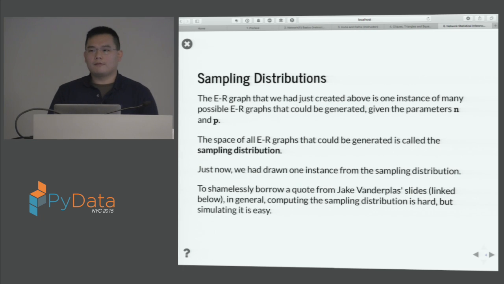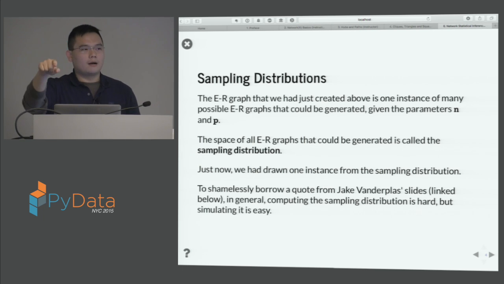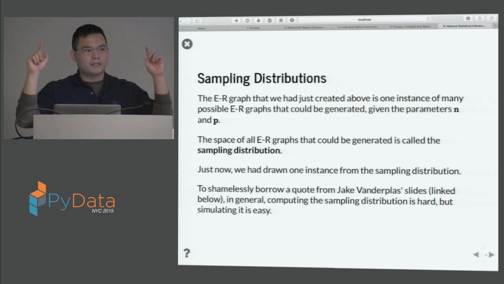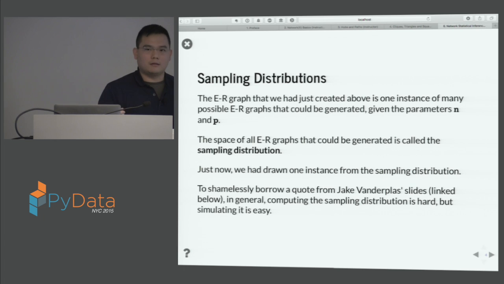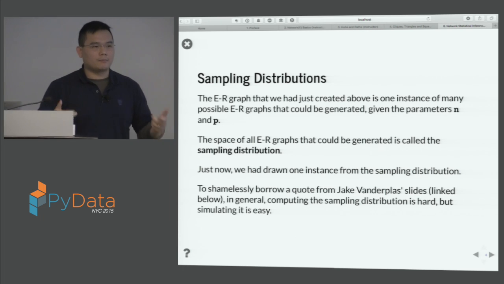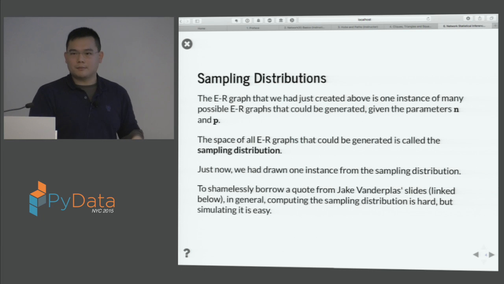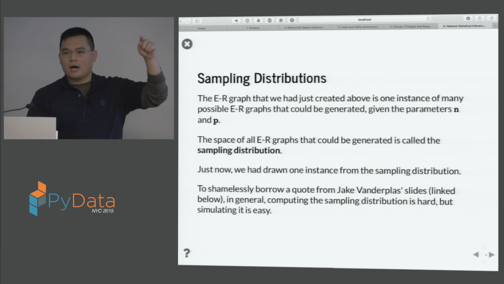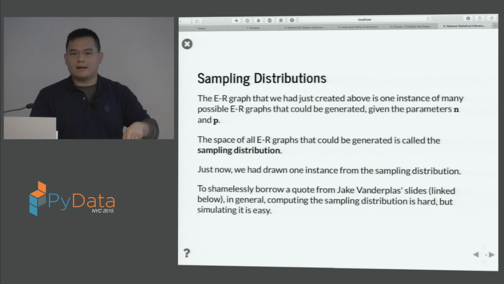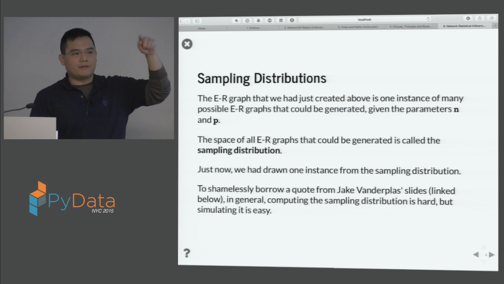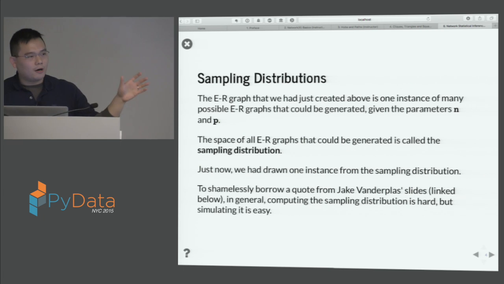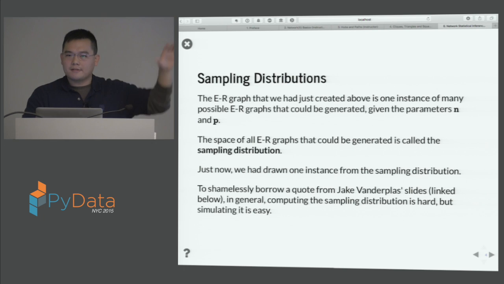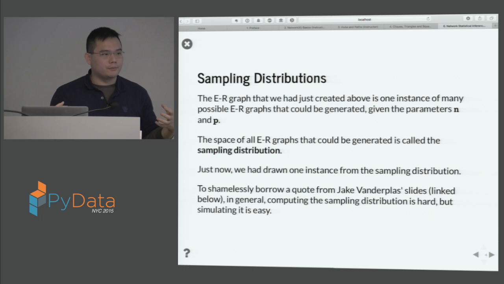And so if you think about it, the ER network that you had created comes from a particular statistical model of how networks are formed, right? And the procedure I've described to you: iterate through every possible edge, and then flip a coin. What's the probability of that edge existing inside the network? The space of all hypothetical ER graphs that could happen is the full distribution, and the space that you sample out is the sampling distribution, right?